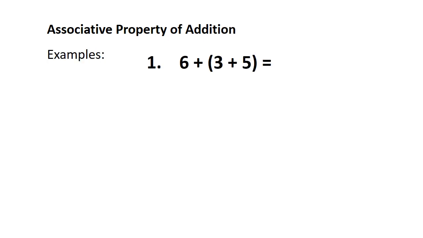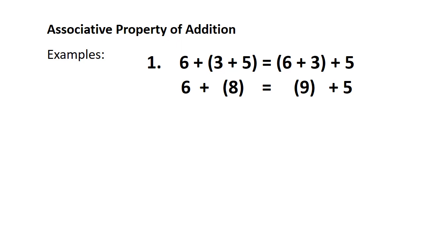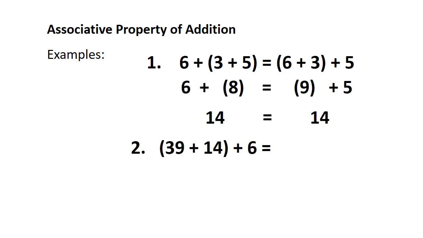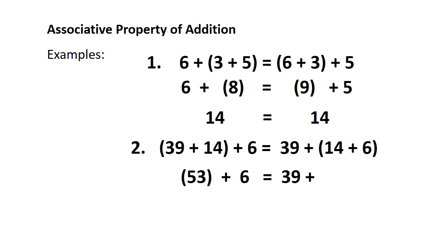Here are more examples showing the associative property of addition. Number 1. 6 plus the sum of 3 and 5 is equal to the sum of 6 and 3 plus 5. 6 plus 8 is equal to 9 plus 5. 6 plus 8 equals 14, and 9 plus 5 is also equal to 14. Number 2. The sum of 39 and 14 plus 6 is equal to 39 plus the sum of 14 and 6. 53 plus 6 is equal to 39 plus 20. 59 is equal to 59.